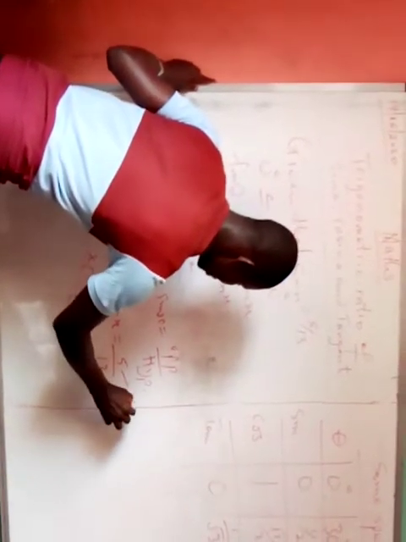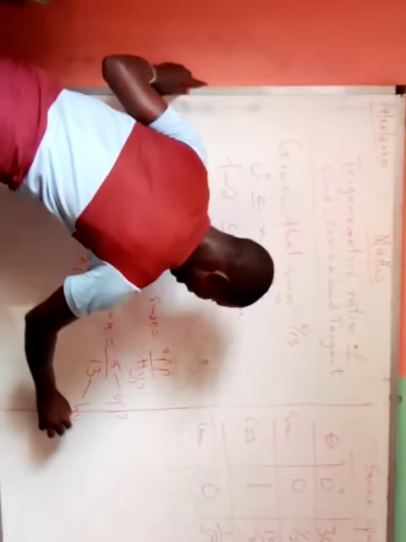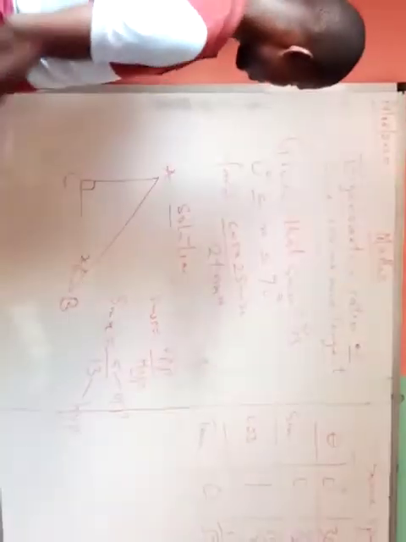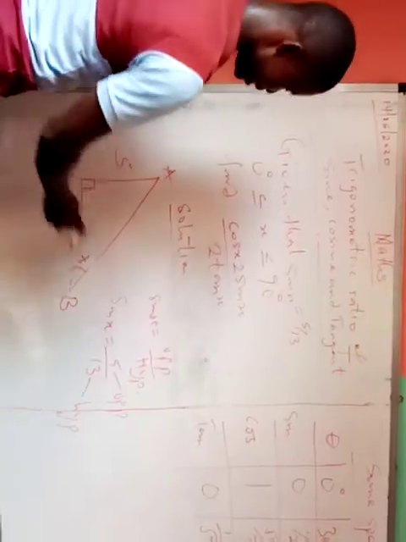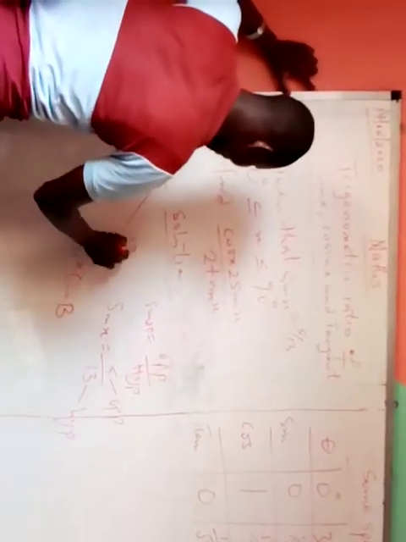5/13. 5 for opposite, then 13 for hypotenuse. Then you place them. Look at the opposite of the angle. We have 5, so here will be 5. Then the hypotenuse is 13, so here will be 13. Are you there? Then this side is not given.